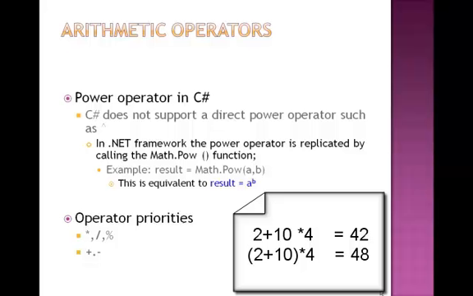So in the equation that I just showed here, if we wanted to add 2 and 10 first and then multiply the result by 4, we would have to put 2 plus 10 into parentheses, and this way first the 2 and 10 will be added together, and then the result will be multiplied by 4.